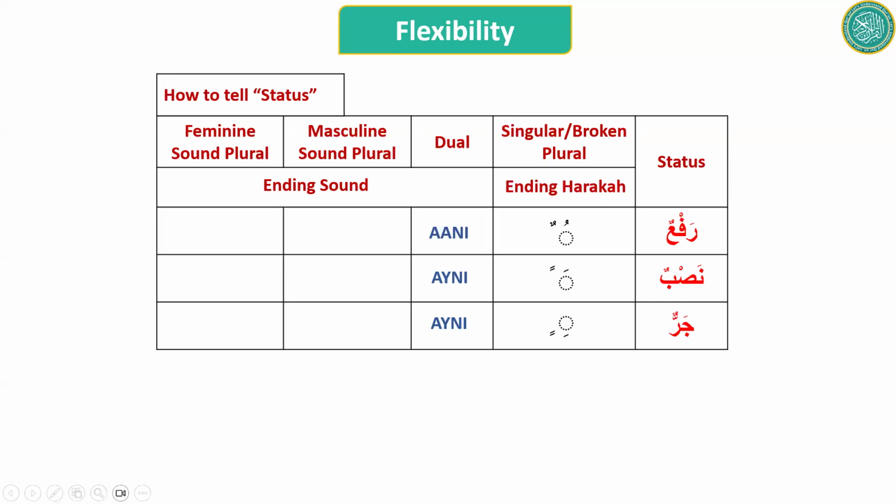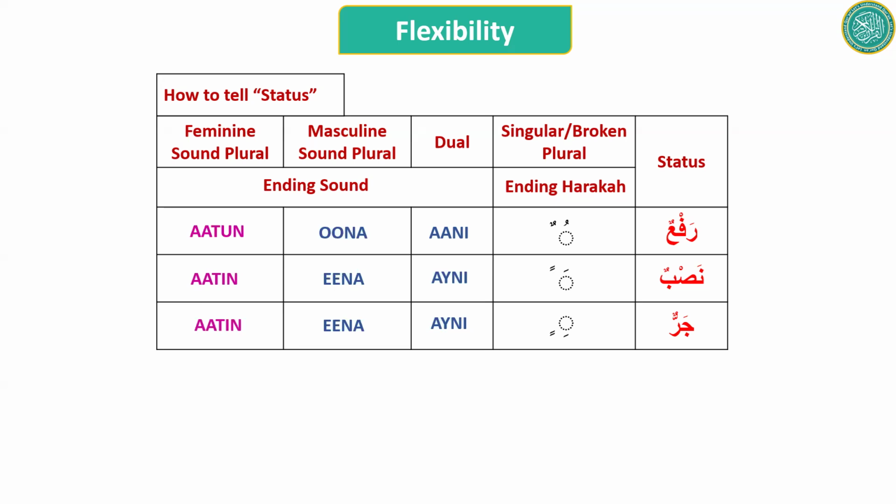For the masculine sound plurals, the ending sound should be una for it to be rafa, and ina for nasab or jar, like muslimuna, muslimina. And for feminine sound plural, atun should be the ending sound for rafa, like muslimatun. And for nasab and jar, the ending sound will be atin, like muslimatin.